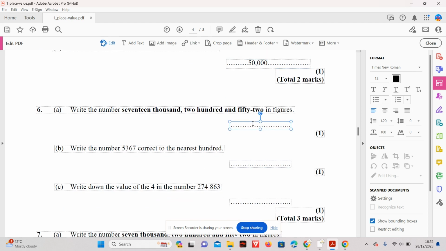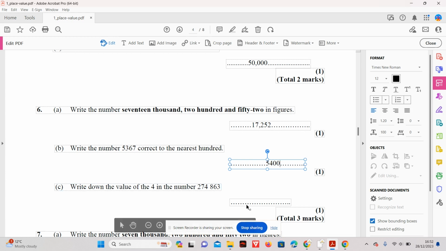So our next question is, write the number 17,252 in figures. So we've got 17,000s, then we've got 200s, 50, and we've got 5 10s and 2 1s. Job done. Next question. Write the number 5,367 correct to the nearest hundred. So when we're looking for the nearest hundreds, look at the tens column. The tens column is the 6. So we're actually going to be adding this up to 5,400 because we need to round the number up, because remember the rules. So we've got 5,400, correct to the nearest hundred.